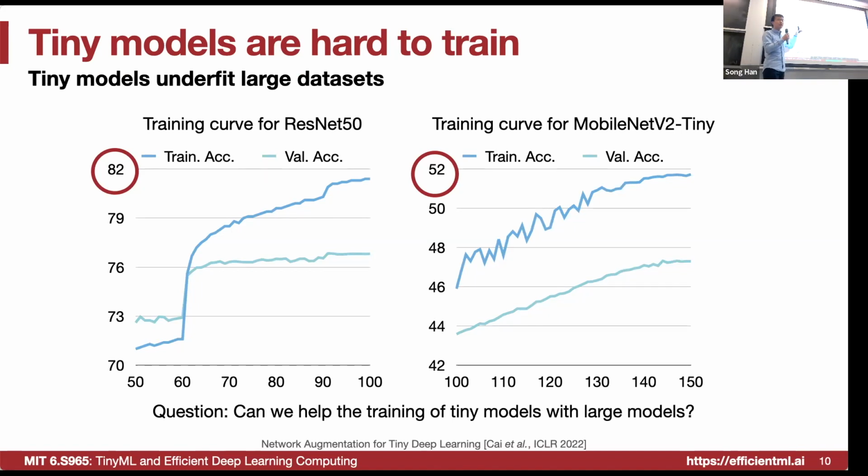Like this is the training curve for ResNet50. With the increasing amount of training epochs, we can see the accuracy. This is the training accuracy. This is the validation accuracy. We can train the model. The training accuracy can almost reach more than 80%, right? However, on this MobileNetV2 Tiny, a much smaller neural net, the accuracy is much lower, only 52%.